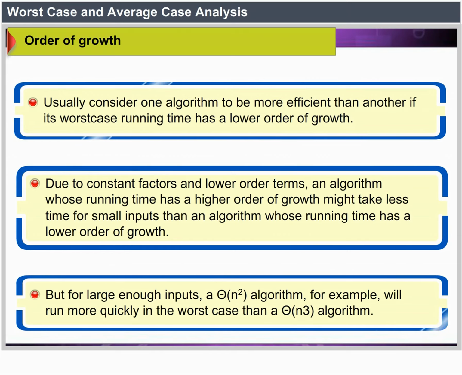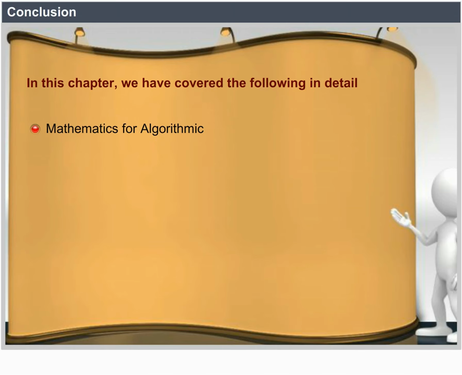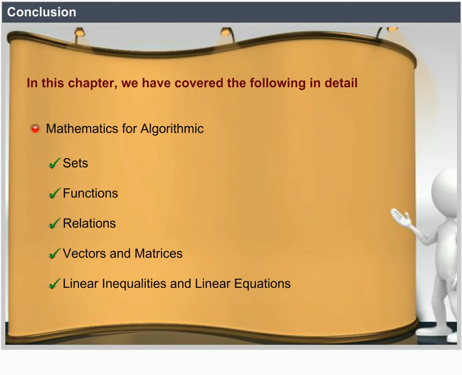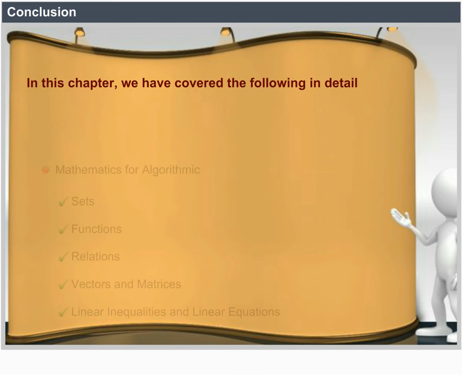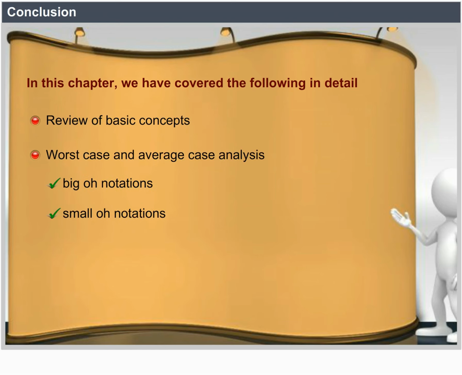Conclusion. In this chapter, we have covered the following in detail. Mathematics for algorithms: sets, functions, relations, vectors and matrices, linear inequalities and linear equations. Review of basic concepts: worst case and average case analysis, big O notation, small o notation, omega notation, theta notation, and solving recurrence equations.